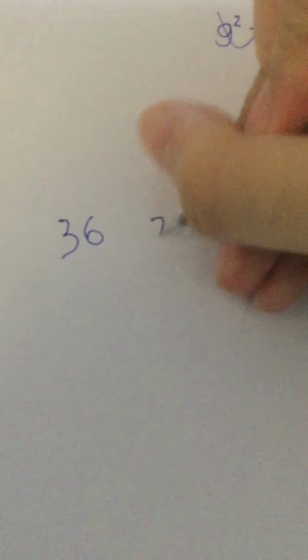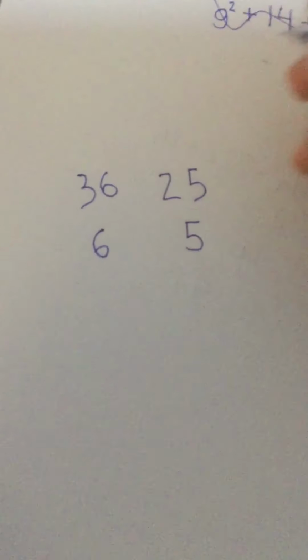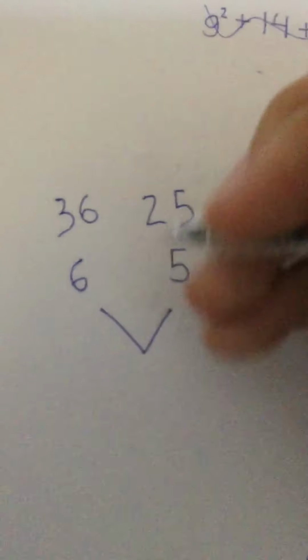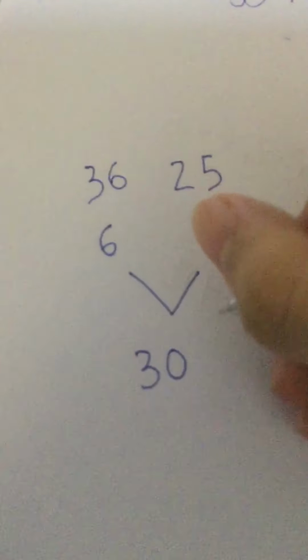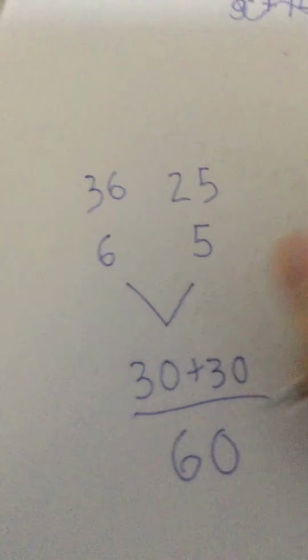You could put 36 and 25, whose square roots are 6 and 5. Apply the same theory: 6 times 5 equals 30, and then you double it, so 30 plus 30 is 60.